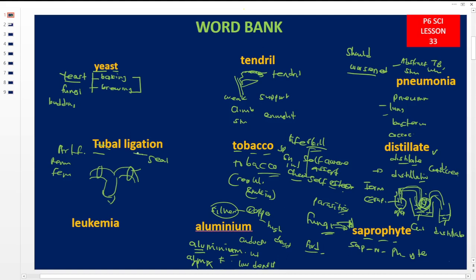Now we have the last word, and this word is read as leukemia. This one is leukemia.